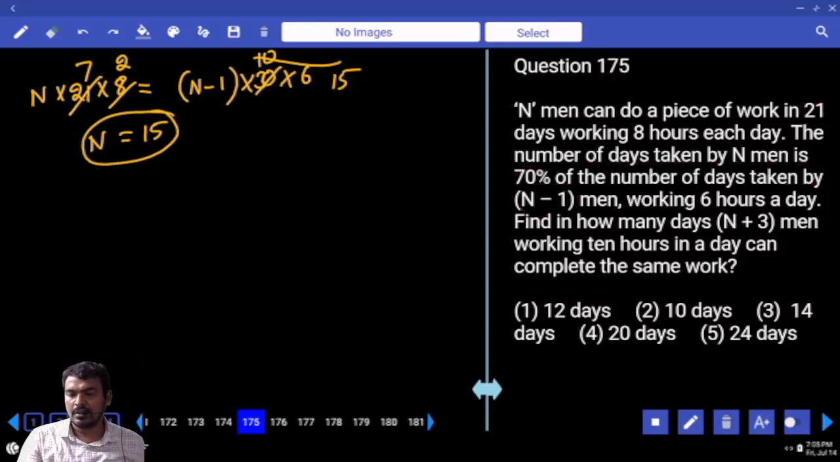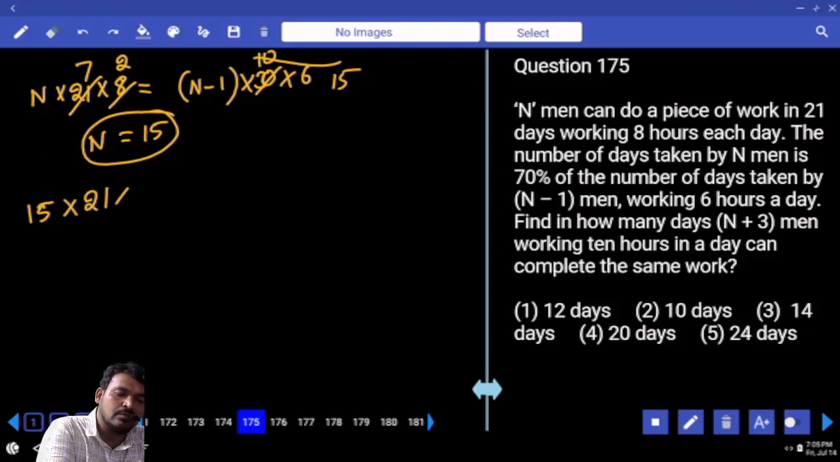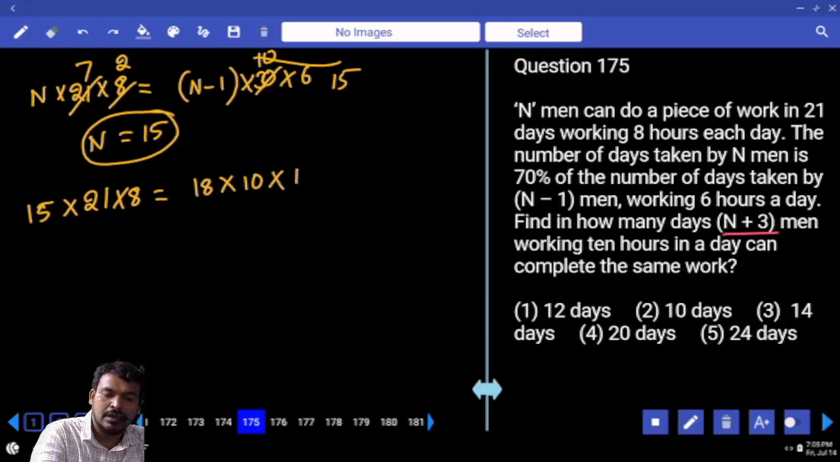What is the question here? In how many days can N plus 3 men working 10 hours a day complete the same work? Same work. First we need to identify the total work. Substitute the N value in either the left hand side or the right hand side. Substituting in the left hand side: 15 into 21 into 8. That is the total work. The same total work is completed by N plus 3 persons. N plus 3 persons means 18, into per day how many hours are they working? 10 hours, multiplied by time, meaning days.